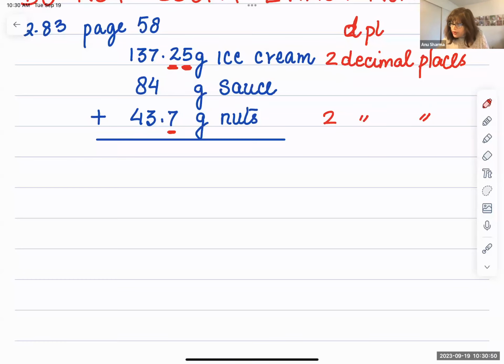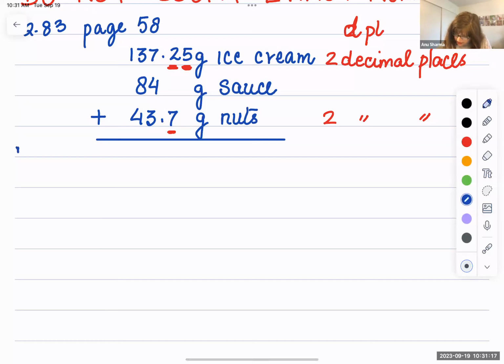So now we are going to add. 137.25, let's add these. 137.25 plus 84 plus 43.7. Write down the raw answer as you see it in the calculator. The calculator is showing 264.95.